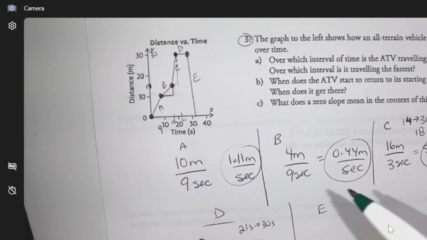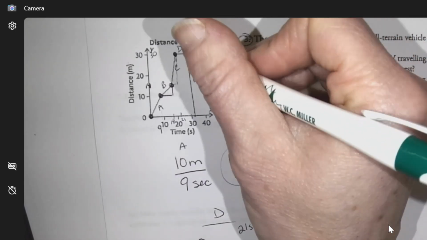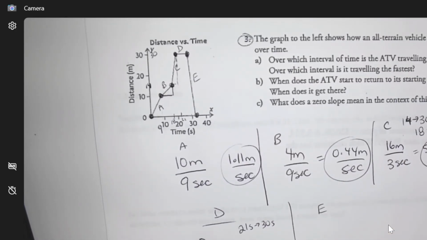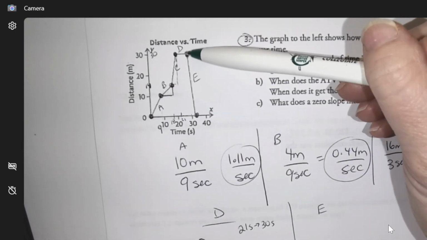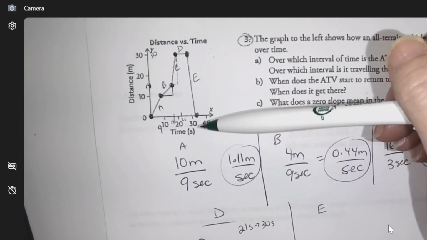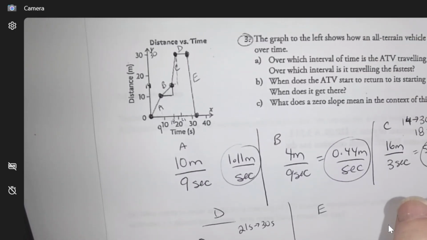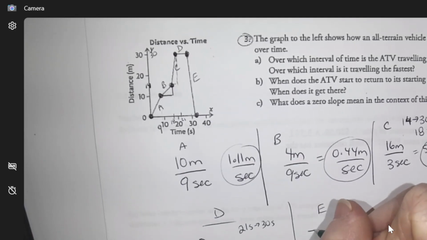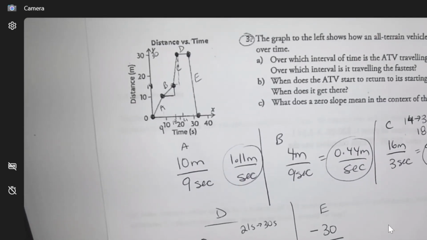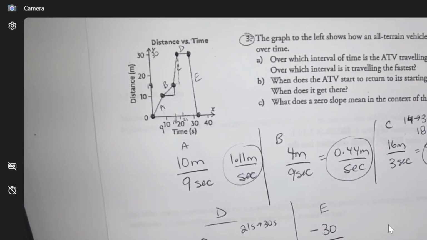Okay, from the start of E to the end of E, how many meters have you moved? You were at 30 here and now you're at 0. So how many meters did you travel? Minus 30. Minus 30 meters, right? Because you were at 30, now you're at 0, so we actually went down 30 meters.